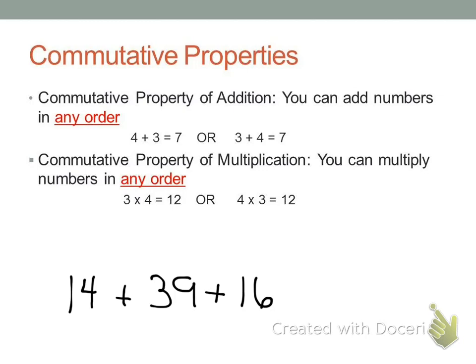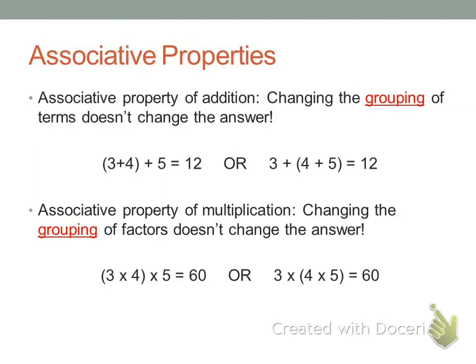All right, so commutative property, changing the order of the numbers does not change our answer when we're multiplying or adding. Now, in our next property, it's the associative properties. With the associative properties, I can change the grouping of the terms, and it does not change my answer. 3 plus 4 plus 5, or 3 plus 4 plus 5, still gives me 12.